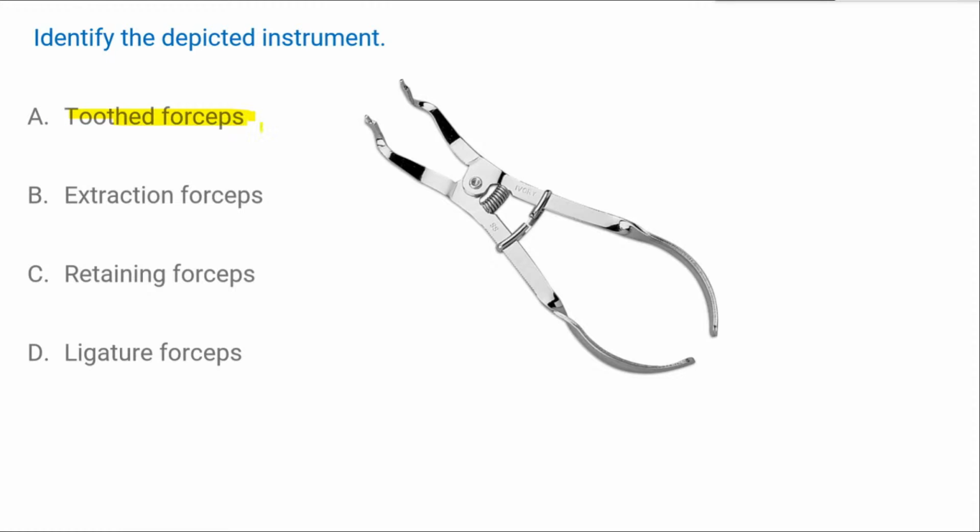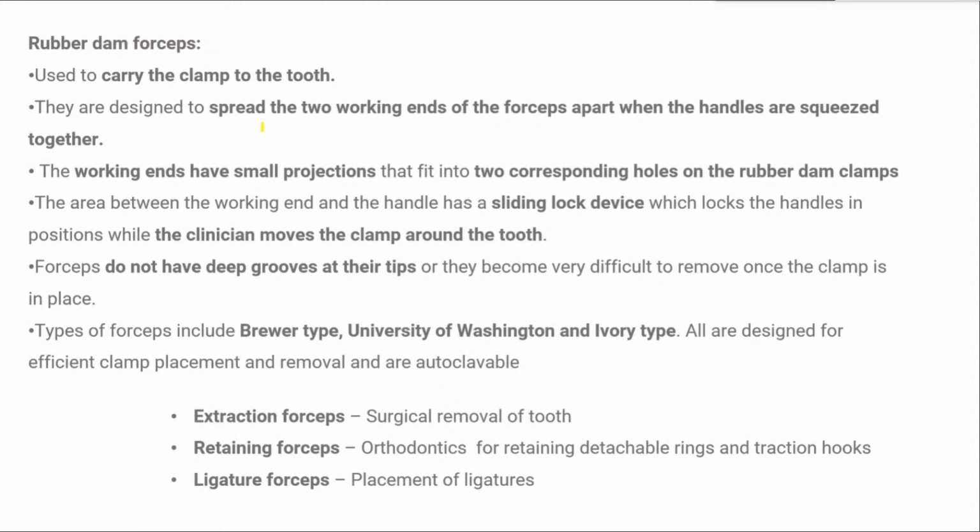I'll tell you why. First, I'll tell you what rubber dam forceps are. You would have already known and revised this, but I'm just recapping the entire thing. Rubber dam forceps are used to carry the clamp to the tooth, and they work in the opposite direction. Imagine extraction forceps: when you bring the two handles together, the working ends also come together. But here, when the handles are squeezed together, the working ends move apart.